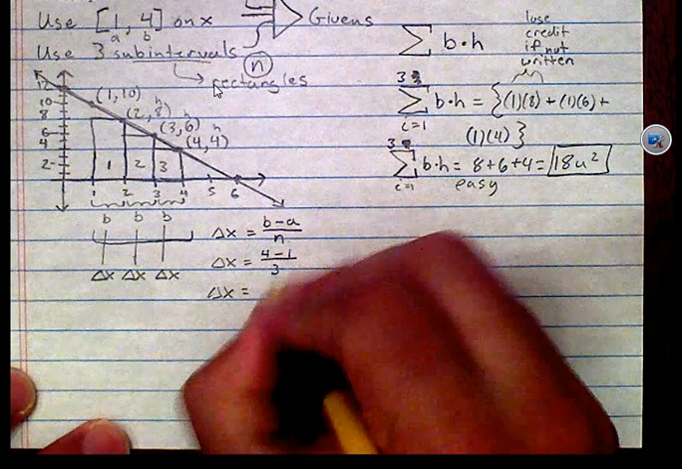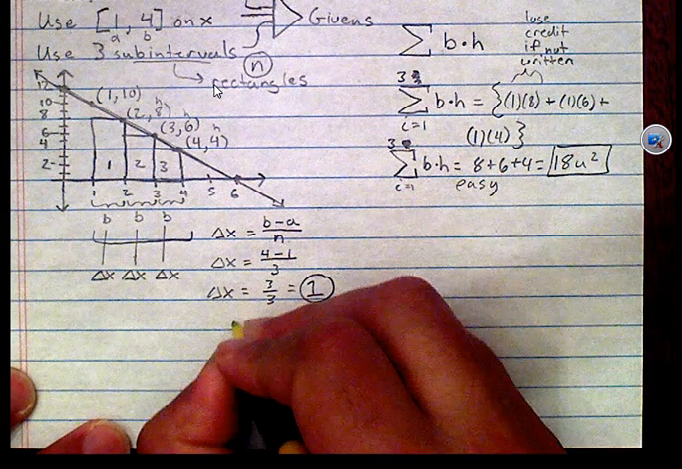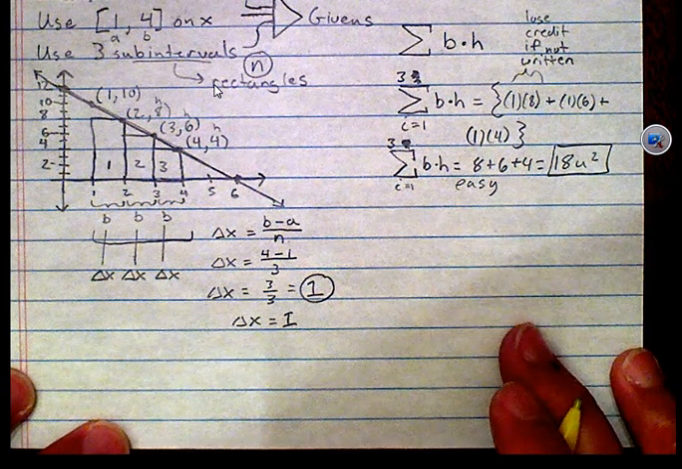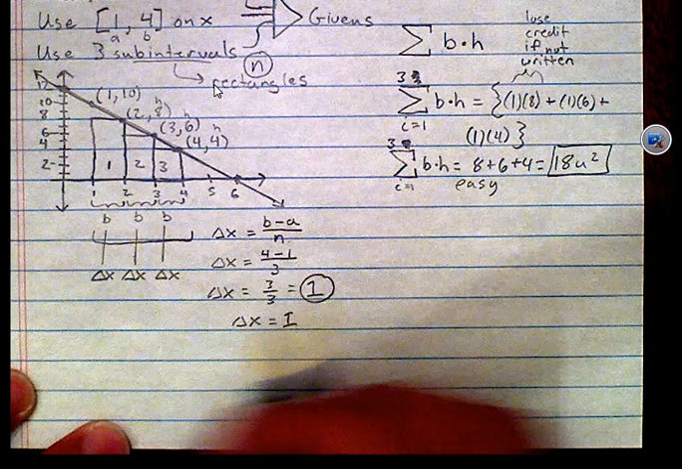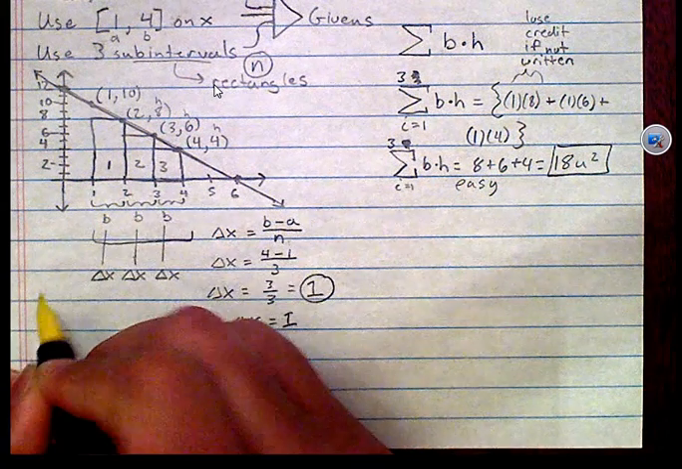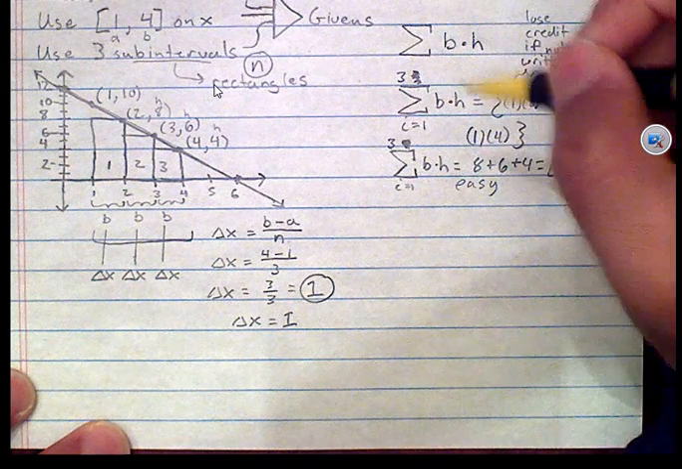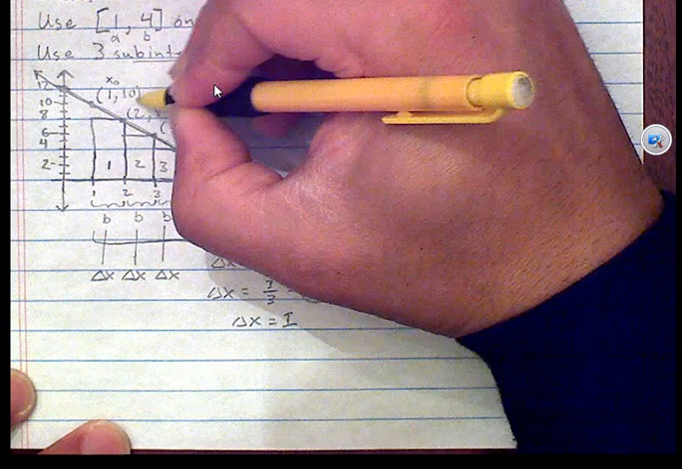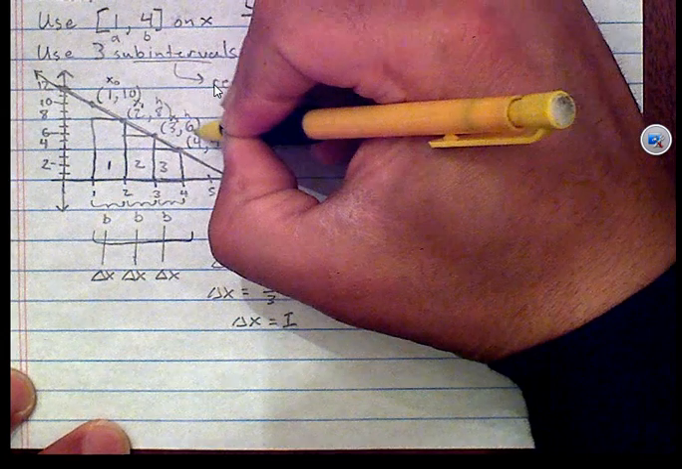So 4 minus 1 over 3 is 3 over 3, which is 1. So this is the formula for delta x. Alright, so if delta x is here, what could I label each of these x's? What I'm going to do is label this x as x sub 0, x sub 1, x sub 2, and x sub 3.